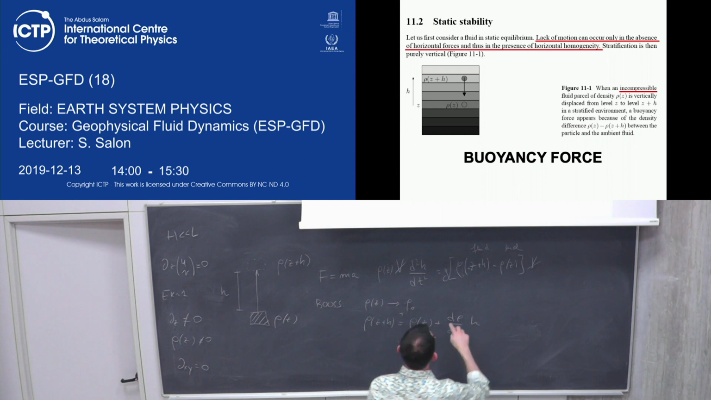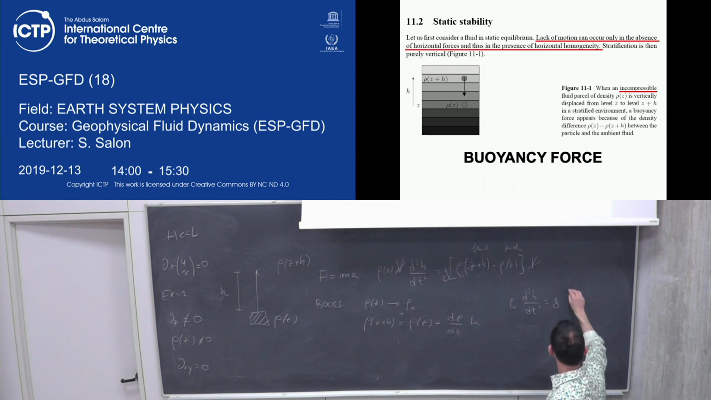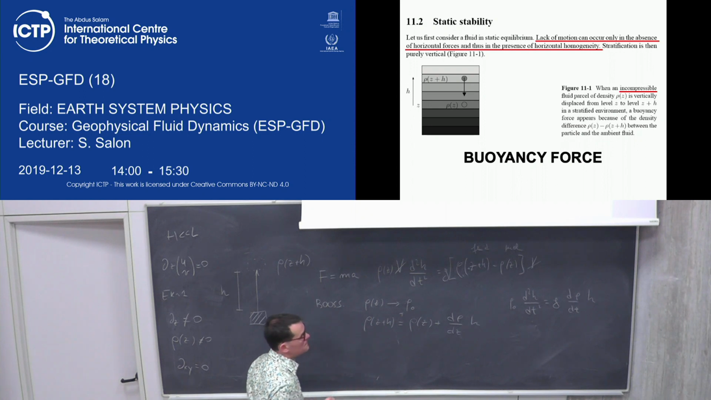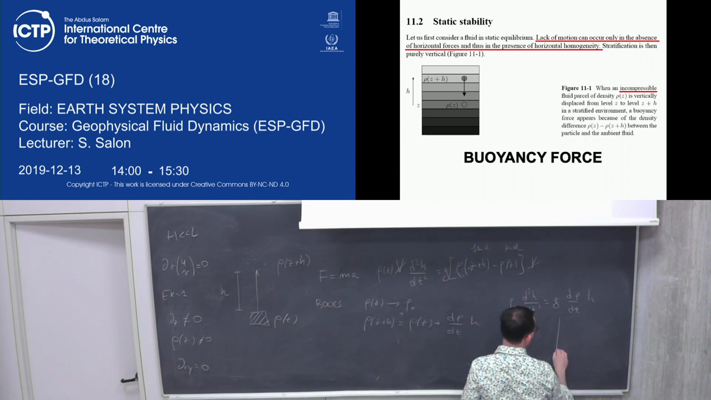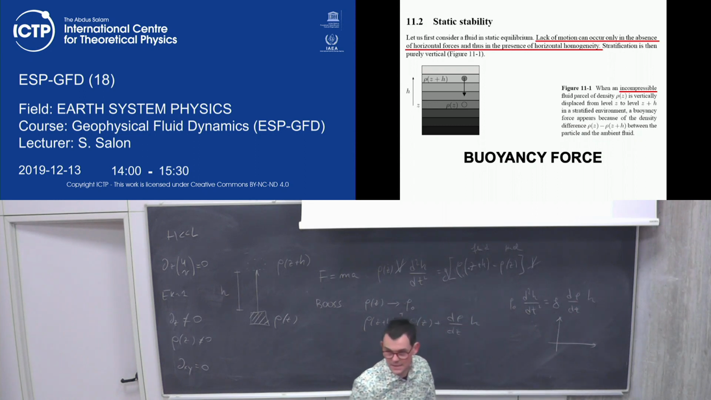So if we substitute here, we will have rho 0 times the second derivative of h equal to g. So the difference is just this term here, d rho dz multiplied by h. Okay? So d rho dz actually is the gradient of the density field.